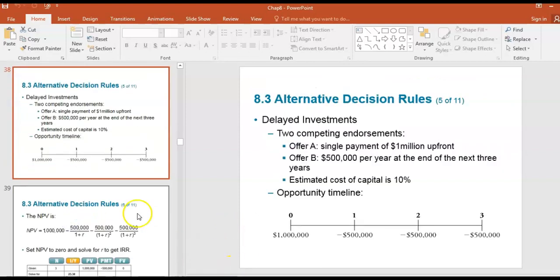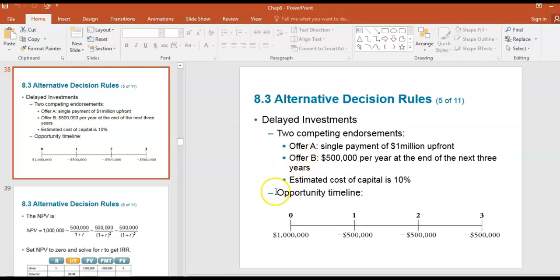Let's take a look at an example that's a little bit different. Here is an athlete who's being offered 2 competing endorsements. Pick one of these 2 options. In one case, I can get $1 million up front. In the other case, I can get $500,000 in each of the next 3 years. How could we set this up for our decision rule?